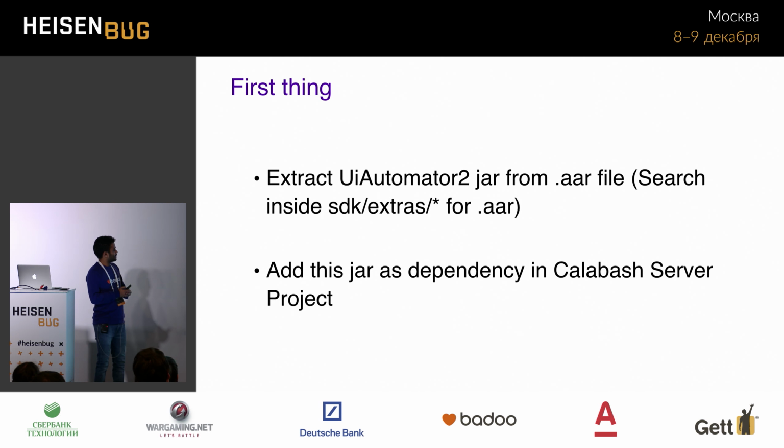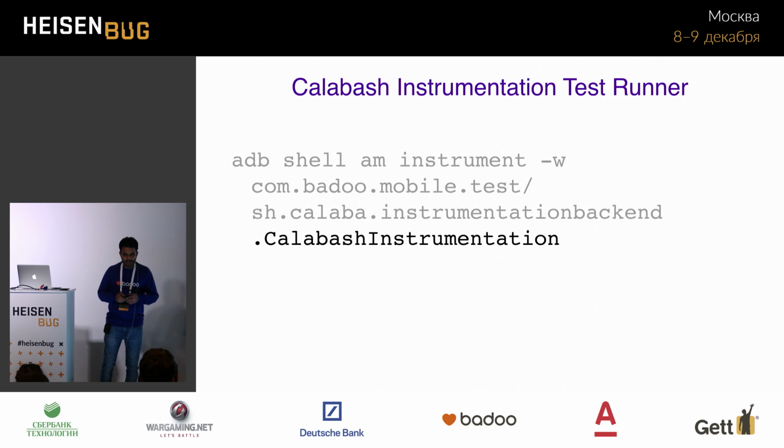So there are some things which we need to do for mixing the UiAutomator in Calabash. We need to first clone the repo, extract the UiAutomator2 binary from the Android archive. It's hidden somewhere in the SDK folder, and add it as a dependency in our project. And then let's get started with the actual part of how we can mix it.